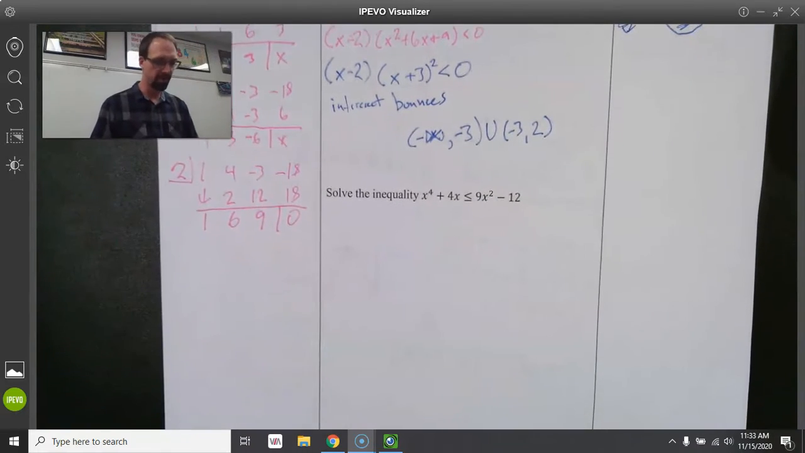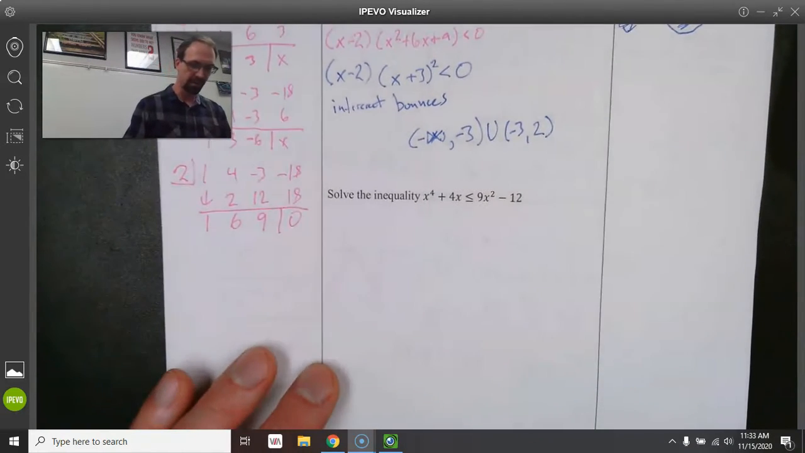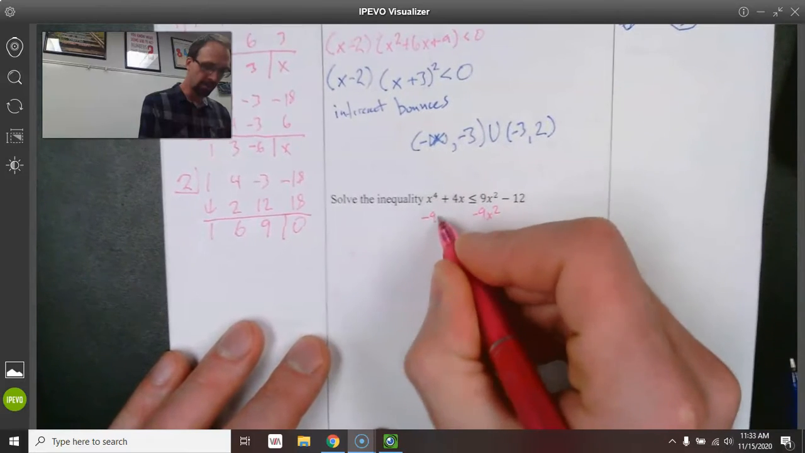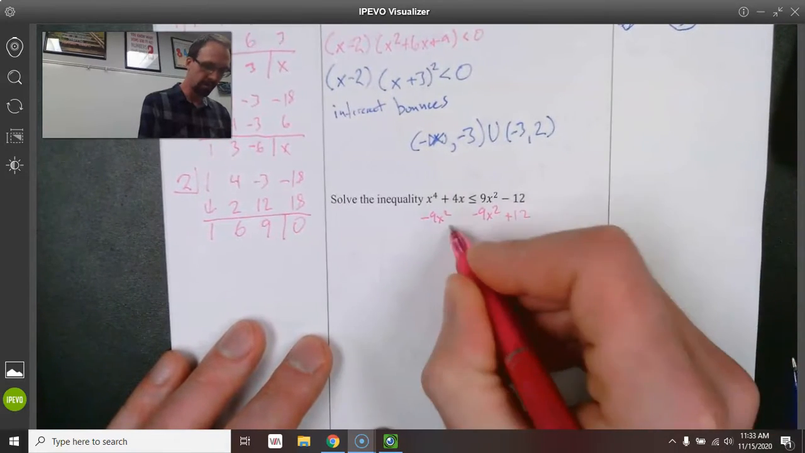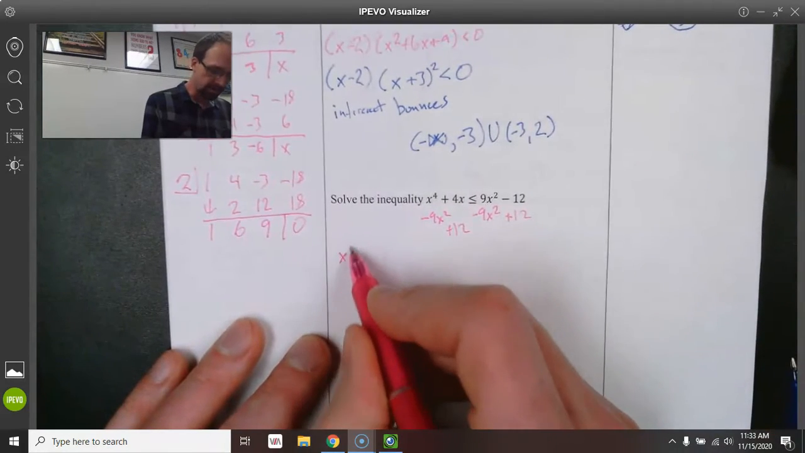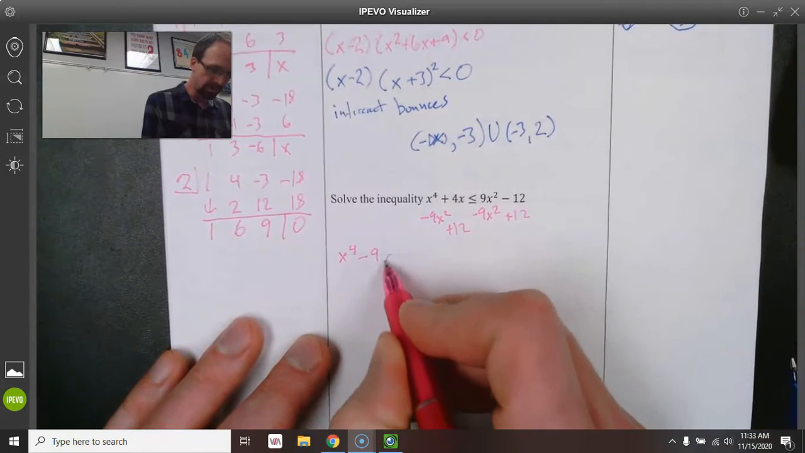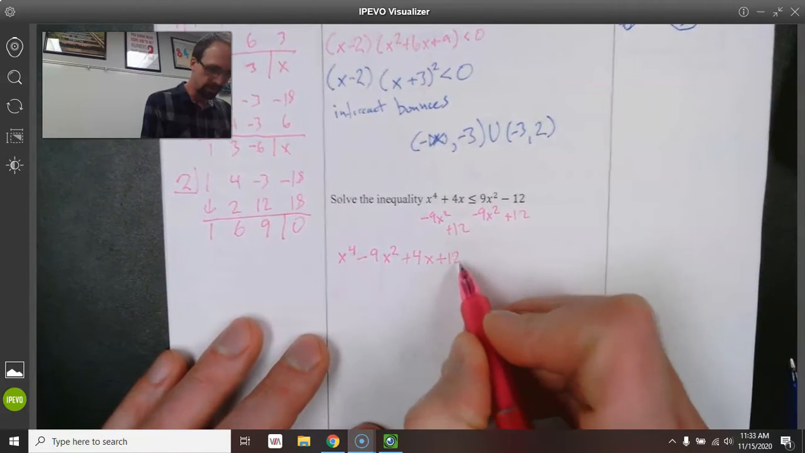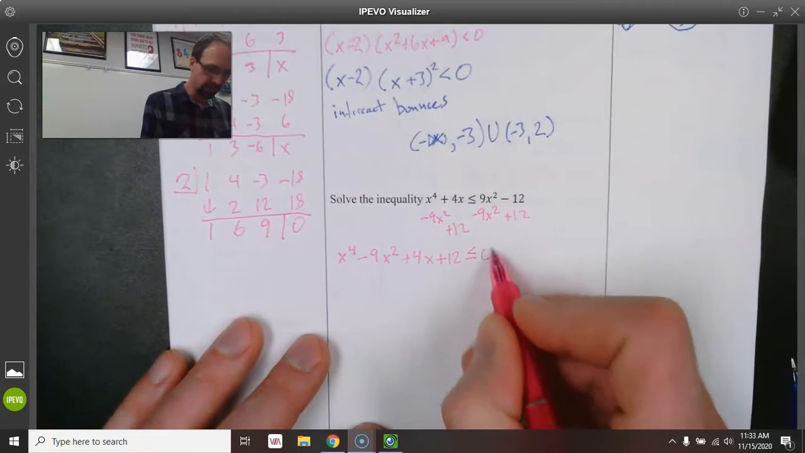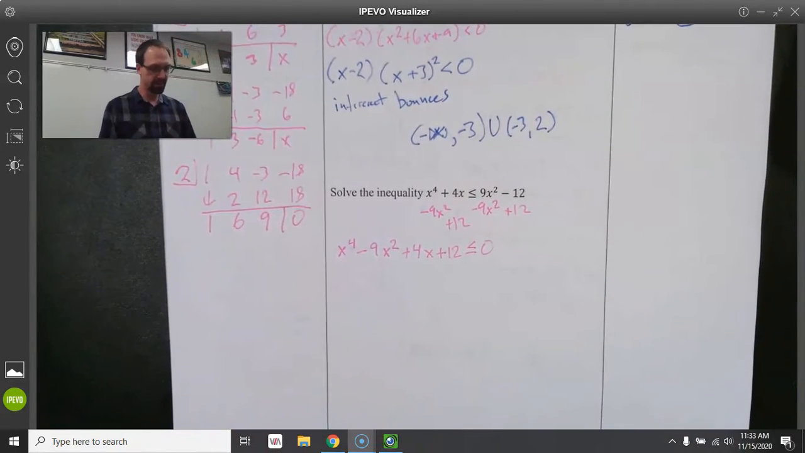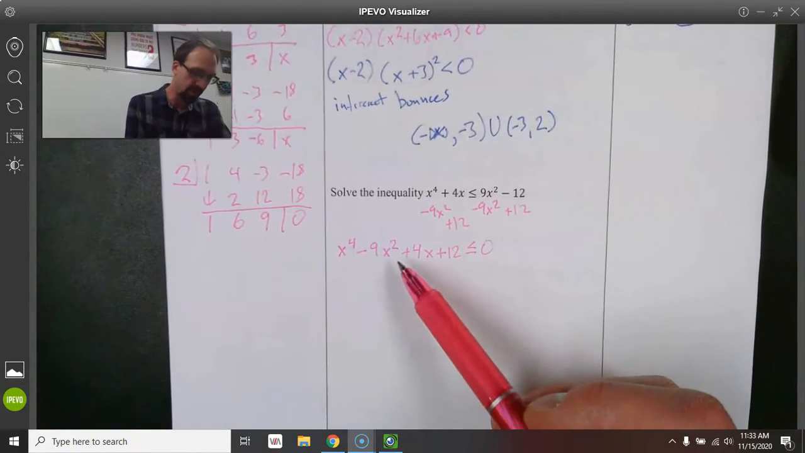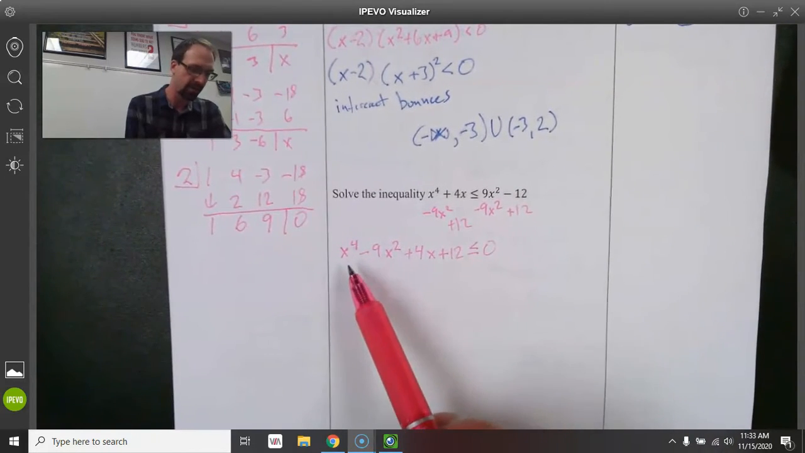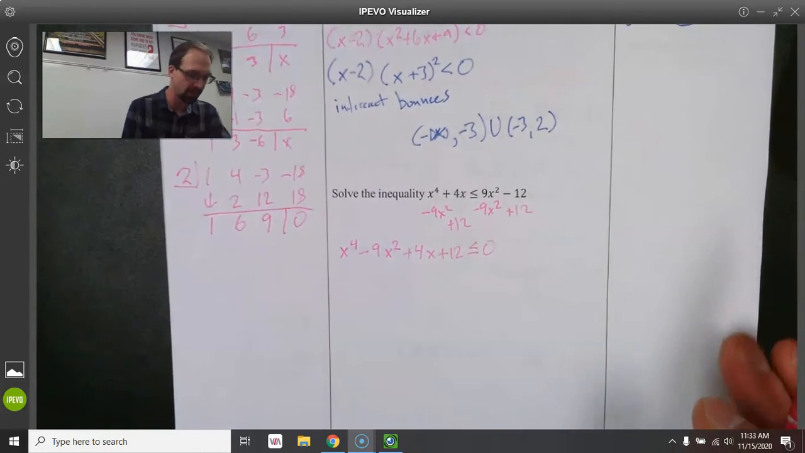Here for the next one, solve the inequality. Again, we're going to get in standard form first. Minus 9x squared on both sides, then plus 12 on both sides. So I have x to the fourth minus 9x squared plus 4x plus 12 is less than or equal to 0. Just looking at this, it looks like factor by grouping might work, but if I take out an x squared from both of these, I need this to be cubic for it to actually function that way.